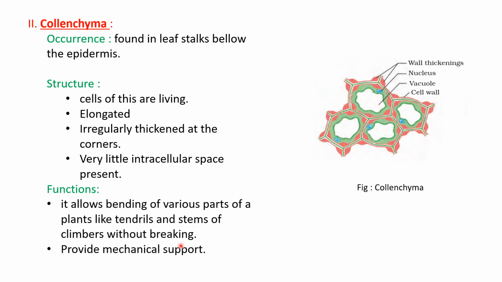So in that case we can see the collenchyma, and this collenchyma helps to climb or hold something through the tendrils without breaking. This collenchymal tissue helps the plant to climb up high. Next, as it is giving support, this provides mechanical support.